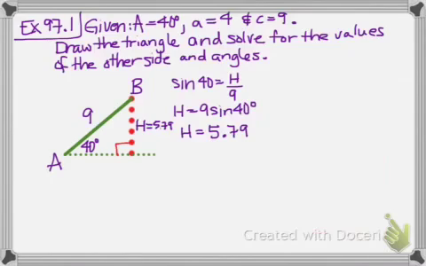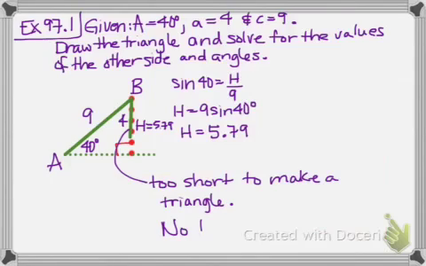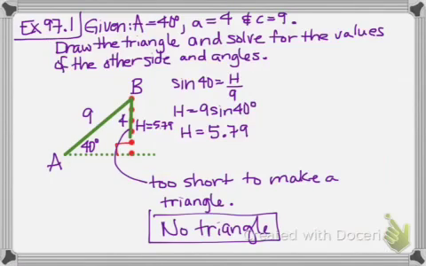Now, we know that side A is only 4, and so it's shorter than your height. So in this case, we have a problem. It's too short to make a triangle. So the solution is that there is no triangle possible that fits that description.